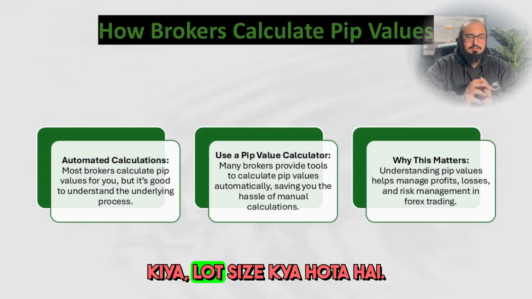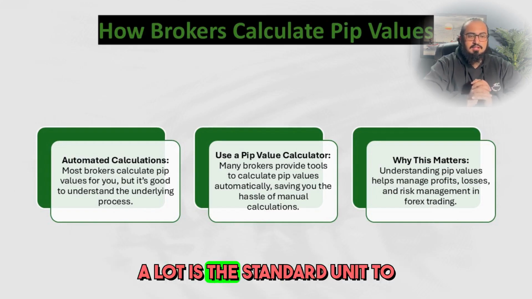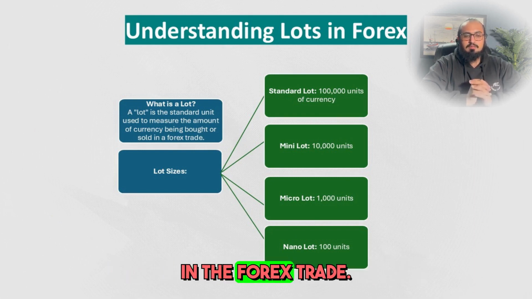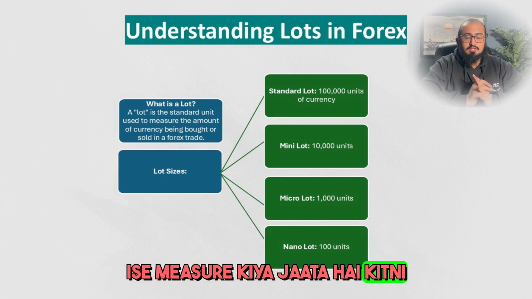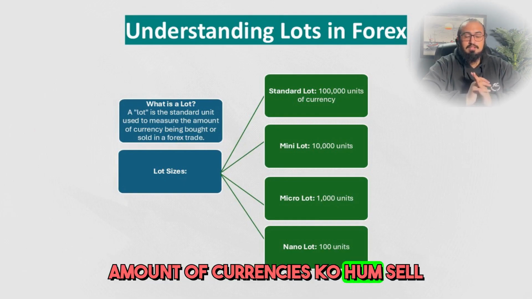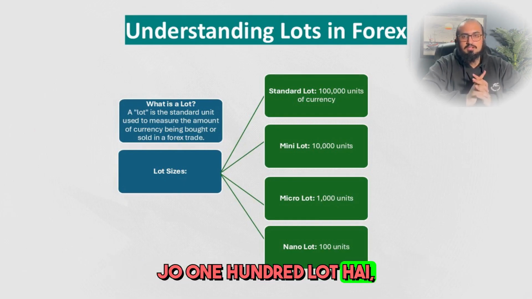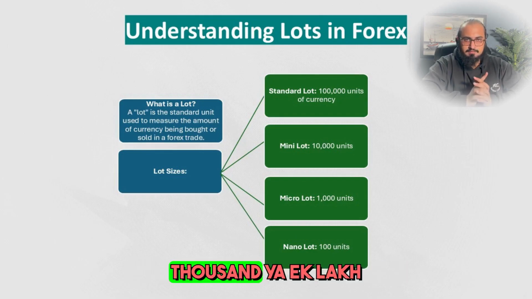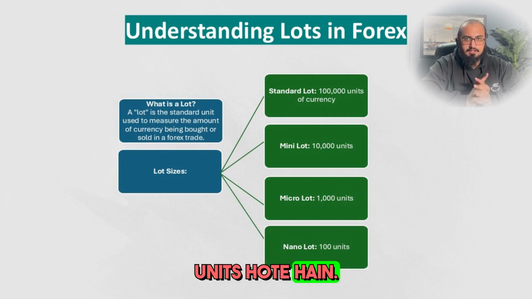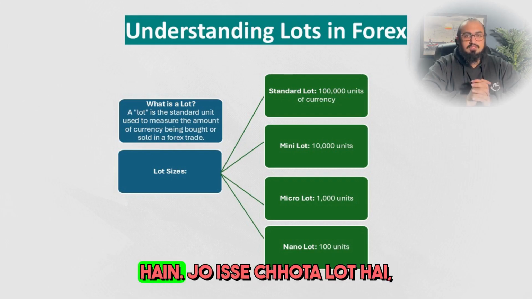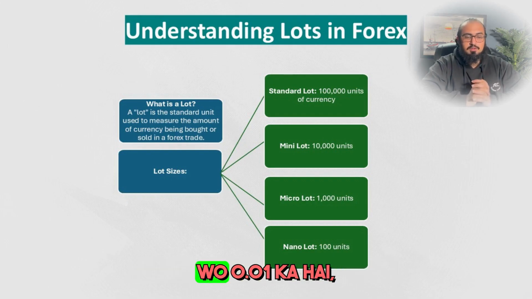So as we discussed the lot, what is the lot size? A lot is the standard unit to measure the amount of currency being bought or sold in forex trading. One lot contains 100,000 units, or 1 lakh units. Then the smaller lot is 0.1. It contains 10,000 units, which is a smaller lot.